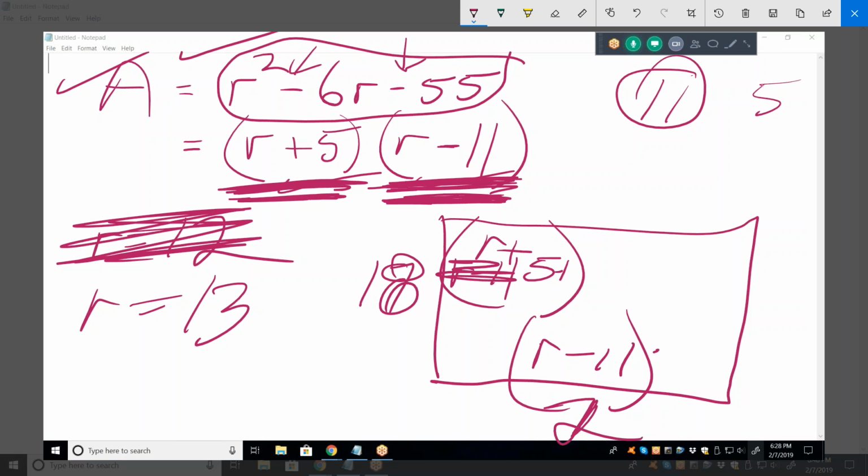Otherwise, we wouldn't have a rug. In other words, you can't have negative dimensions. If r were 10, this would be a minus 1 width. You can't have that. You can't have r equal to 11. Then we would have a 0 width and we'd have a straight line. We wouldn't have a rug. So r has to be greater than 11. But it can be anything. It can be 15, it could be a million. And everything would still be true. The area would still be r squared minus 6r minus 55. And that would be the base and that would be the height, or vice versa. Okay?